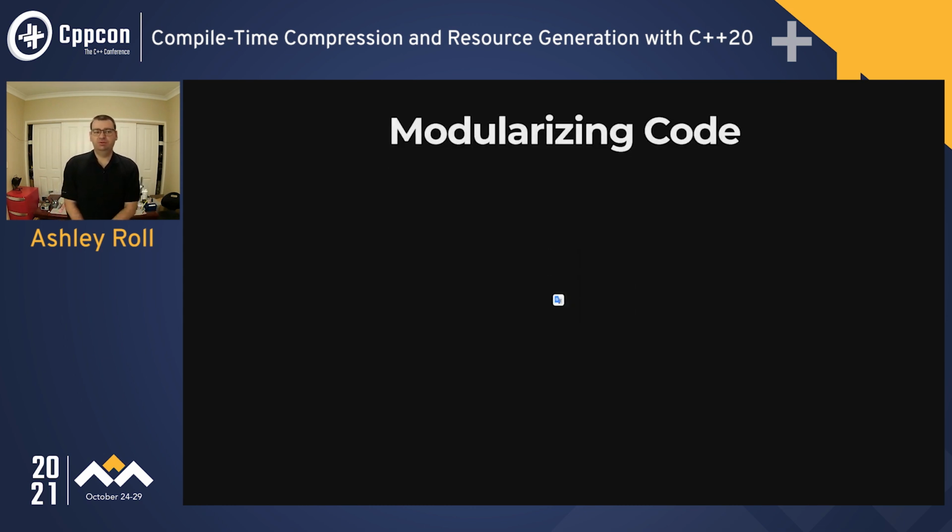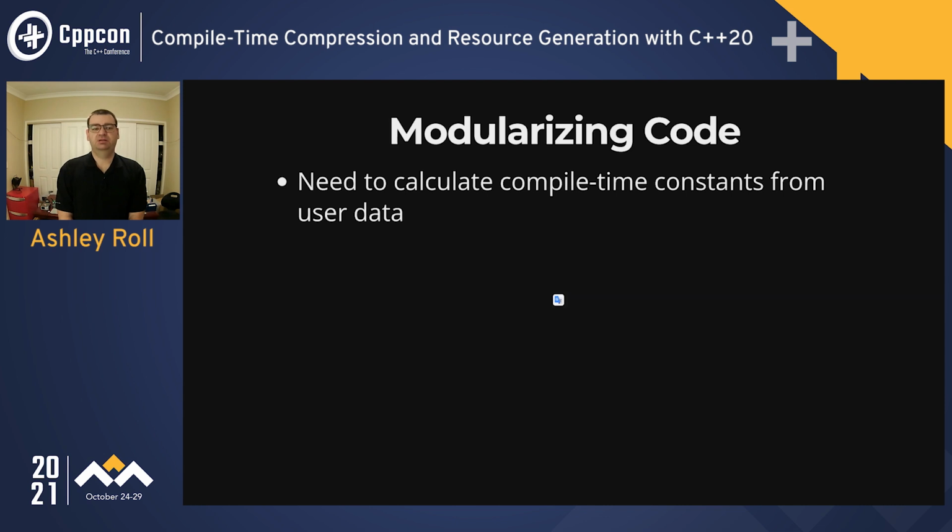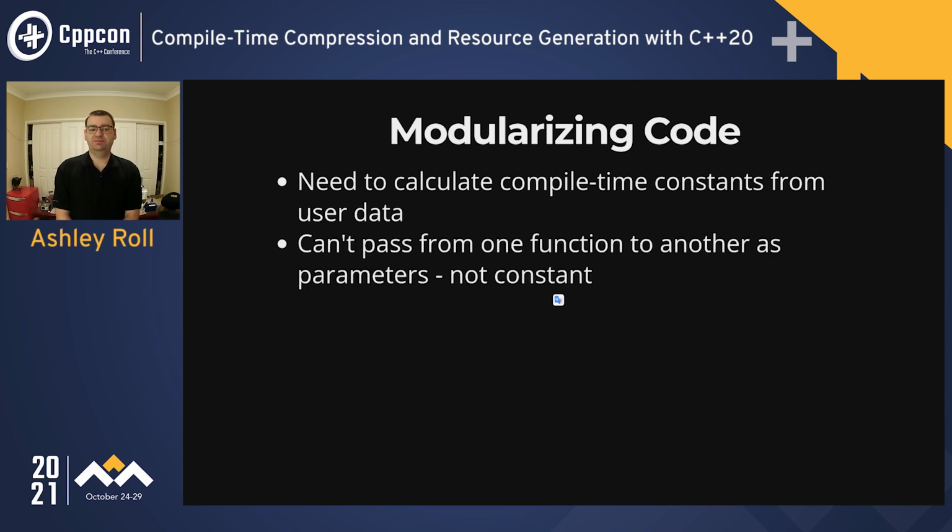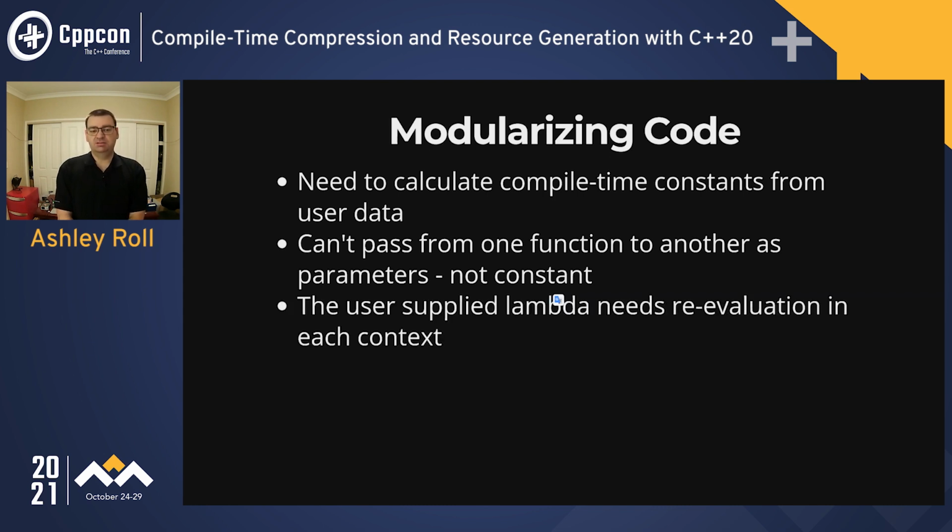So modularizing code was the greatest challenge that I found. Needing to calculate compile time constants from user data is the limiting factor. You can't pass it from one function to another as parameters. They're not const. It seems like the compiler could know that it is because it's already in a constexpr thing and it's calling another constexpr, but it can't. It doesn't work that way, unfortunately. So the user supplied lambda often needs to be reevaluated in each context.